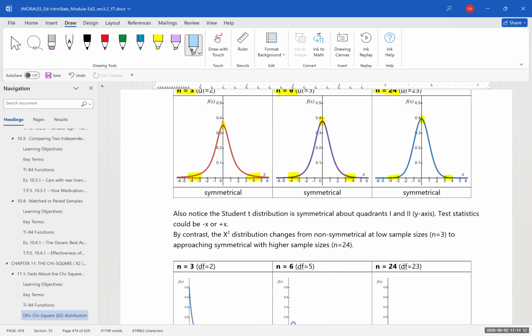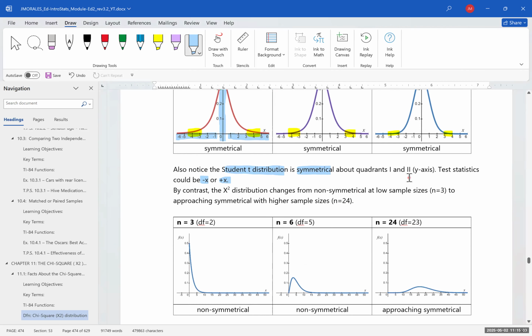The thing to remember about the student's t-distribution is that it is symmetrical and it has negative and positive values of x. So, here we've got 0 in the middle. We have positive values to the right and negative values to the left. And it's symmetrical about this line of symmetry right down the middle.